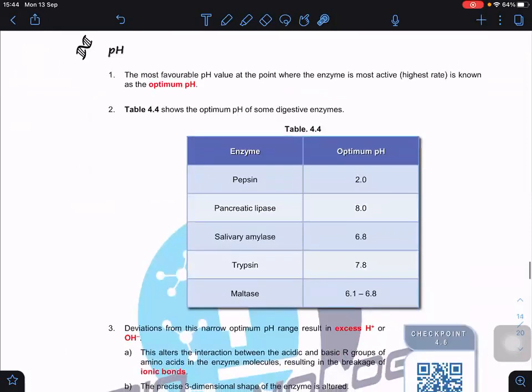So the last one, we look at the pH. The most favorable pH, the point where the enzyme is most active, meaning the highest rate, is known as the optimum pH. Different enzymes will work at different pH, as I said. Can you see that? When you look at this, pepsin has a pH of 2, which is very acidic, and lipase is normally 8 to 9, so in alkaline conditions.